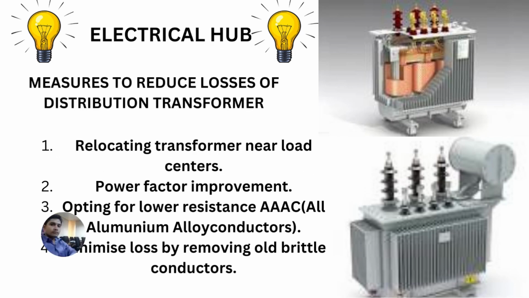So, as the distribution transformer is labeled under the efficiency standard of BEE, we should also consider some measures to reduce the losses of distribution transformers. Some of them are: relocating transformers near load centers. Second, power factor improvement. Third, opting for low resistance AAAC or aluminum alloy conductors, and minimizing losses by removing the old brittle conductors.